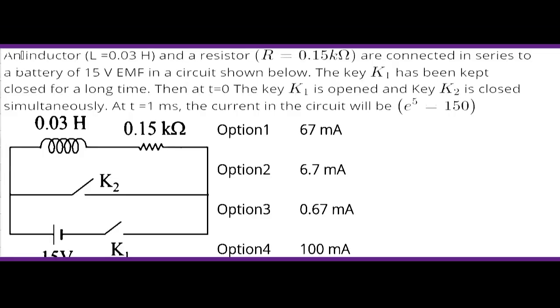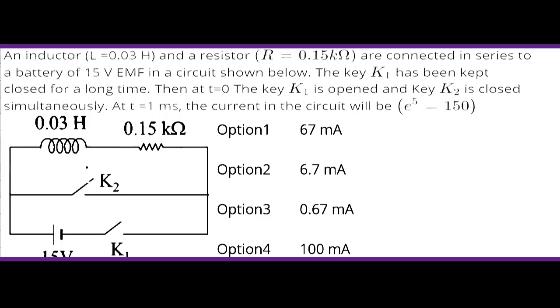Hello everyone, so our question is, an inductor whose inductance L is 0.03 Henry and a resistor whose resistance is 0.15 kilo ohms are connected in series to a battery of 15 volt EMF in a circuit as shown below. The key K1 has been kept closed for a long time. Then at t equals 0, the key K1 is opened and key K2 is closed simultaneously. At t equals 1 millisecond, the current in the circuit will be, we have to use the data e raised to the power 5 equals 150.